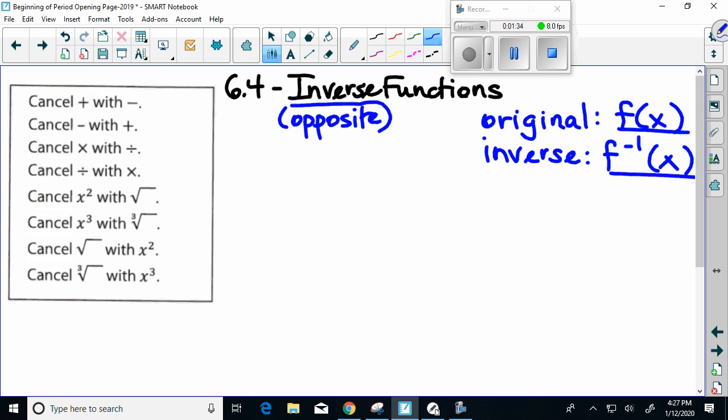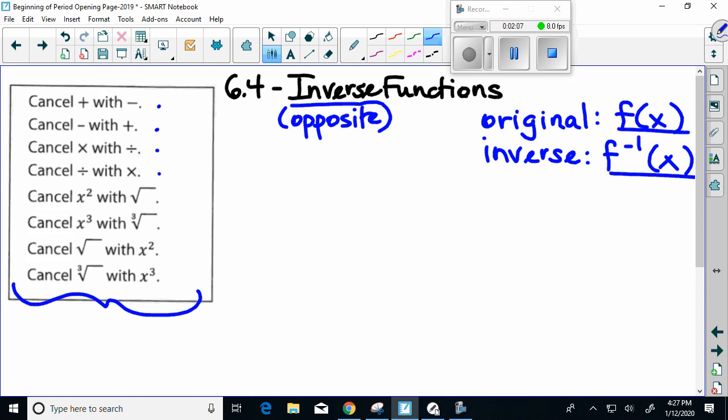So the original is f of x, the inverse is f inverse of x. Now, to understand fully what an inverse does, you have to know your opposites. If you look in the box on the left-hand side of your screen, it gives you some of the primary opposites. For example, if you have adding in a problem, you would cancel it out with subtraction. If you have subtraction, you cancel it out with addition. Multiplication, you get rid of it by dividing. Dividing, you get rid of it by multiplying.